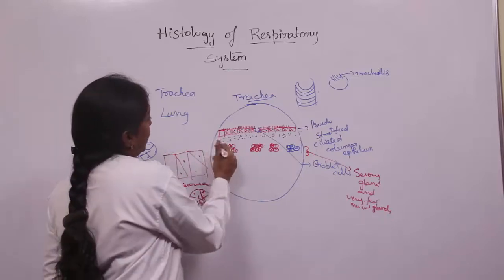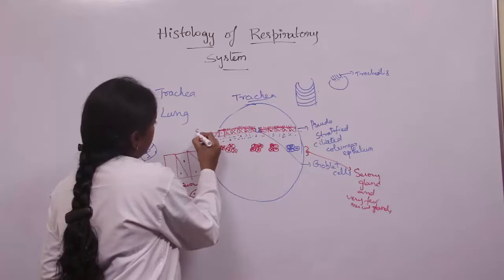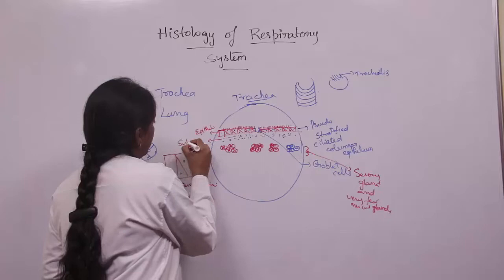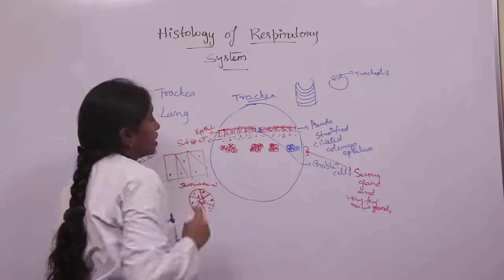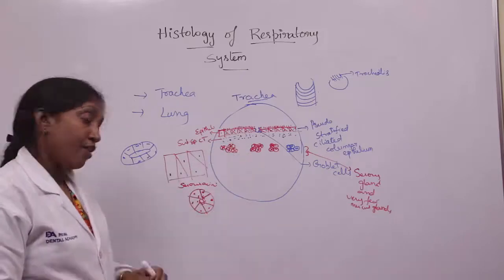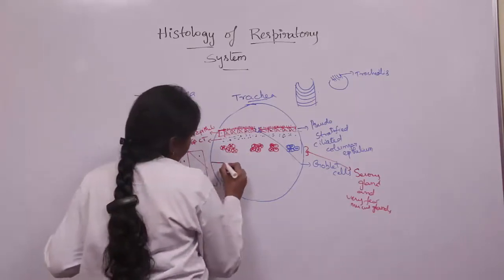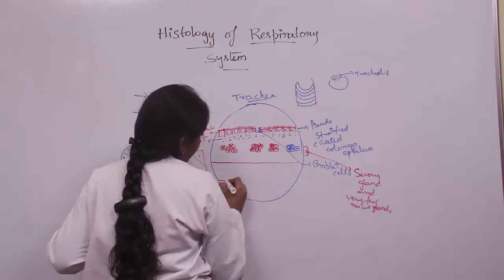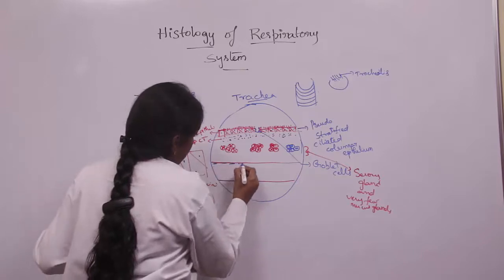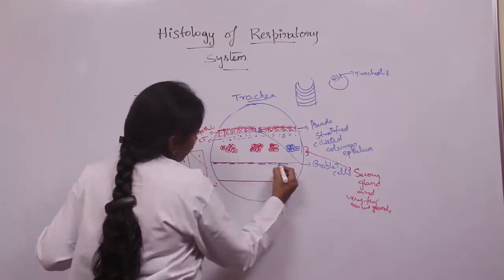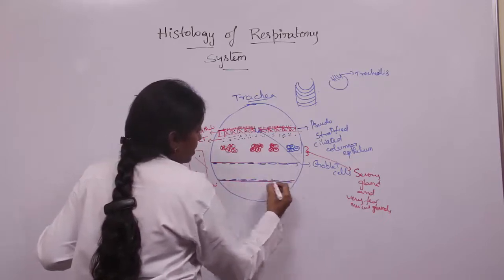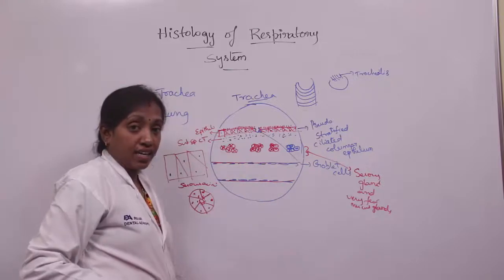So, this is the epithelium. This is the subepithelial connective tissue, and beneath that we have lamina propria, and beneath that we have hyaline cartilage, because the trachea is made up of 15 to 20 cartilaginous rings, which are made up of hyaline cartilage. So, one plate of hyaline cartilage is seen.